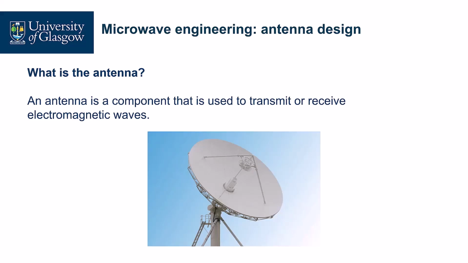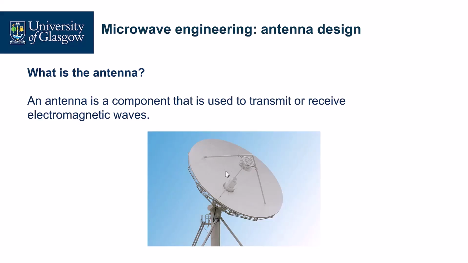Antenna is one of the most important things in microwave engineering. So what is an antenna? An antenna is a component that is used to transmit or receive electromagnetic waves. They are everywhere. For example, you may often see these kinds of antennas, right? And you often see antennas in your mobile, right? So these are all antennas.